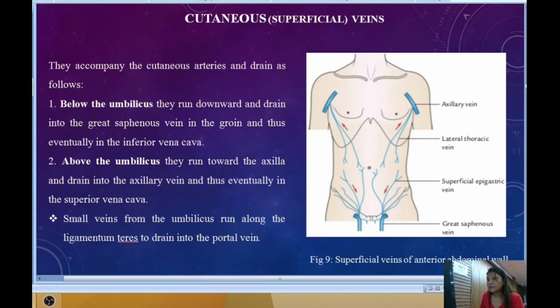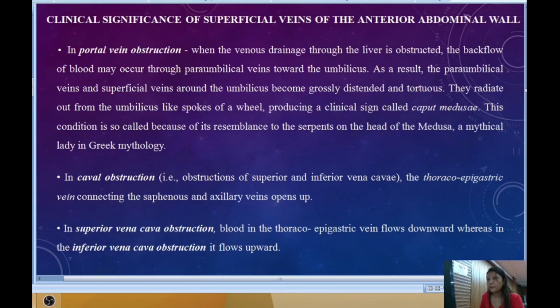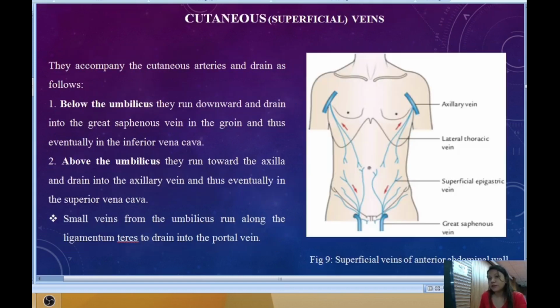Above the umbilicus, they run toward the axilla and drain into the axillary vein and eventually into the superior vena cava. So above the umbilicus, the direction of the arrow is upward. The direction of the drainage is upward. Above the umbilicus, these veins drain into the axillary vein and then the superior vena cava. Below the umbilicus, these veins drain into the great saphenous vein and then the inferior vena cava. Small veins from the umbilicus run along the ligamentum teres to drain into the portal vein. Why am I talking about the venous drainage?